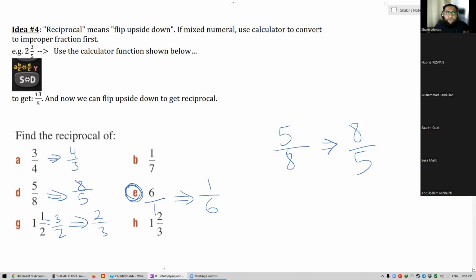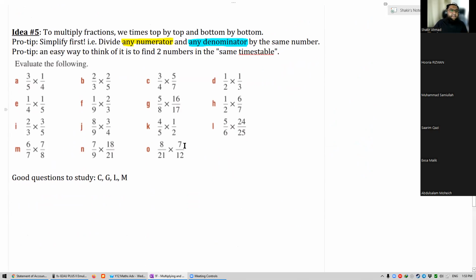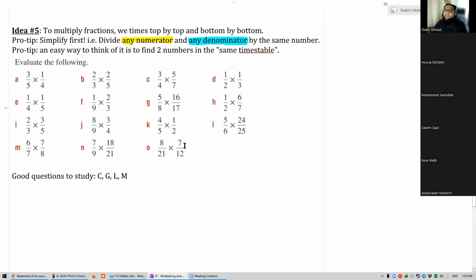Hopefully that made sense. We are moving on to idea number 5, which is the main part of today's lesson, which is to multiply. How do we multiply fractions? To multiply fractions, very simple. You multiply top by top and bottom by bottom. Done. That's it. It's that simple.